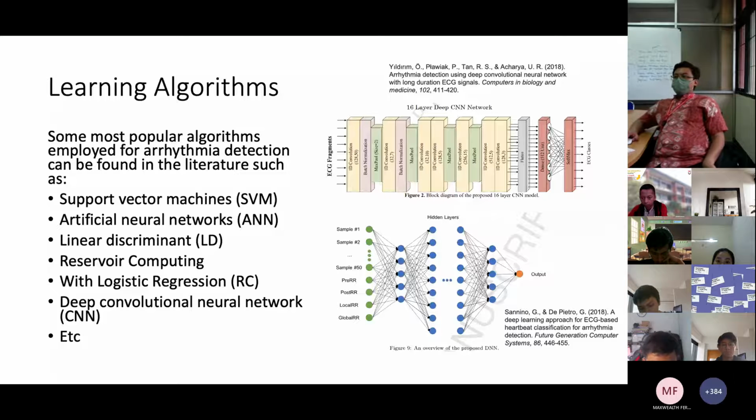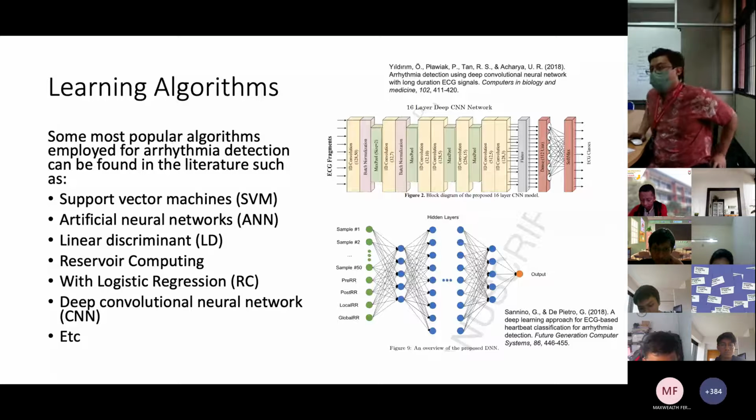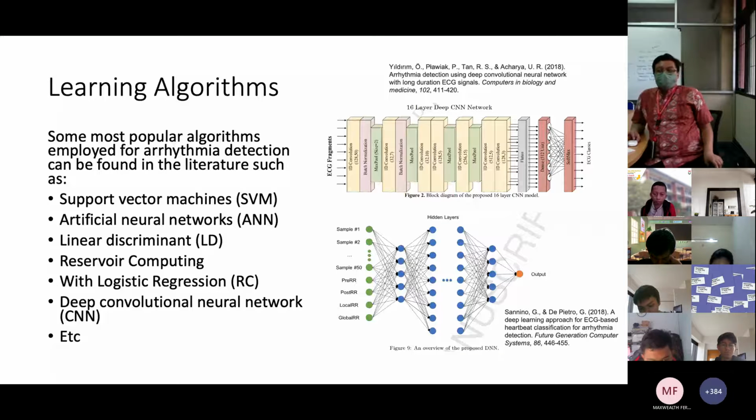Or in the paper of Sanino, they use some hidden layers here, and they used it to detect arrhythmia. So this one is using the deep learning approach. I think all of you have already learned about machine learning, and we can apply this machine learning directly to this problem: how to detect arrhythmia.